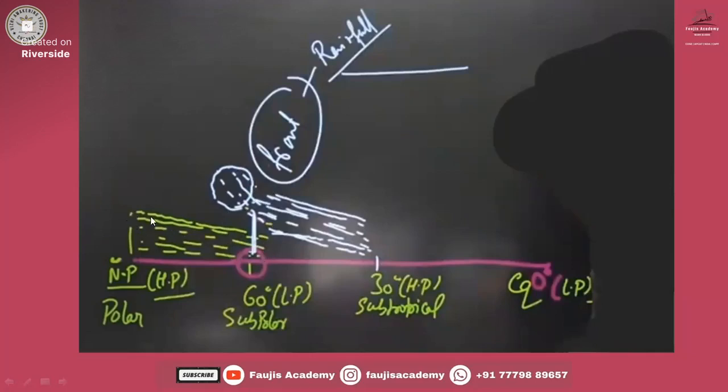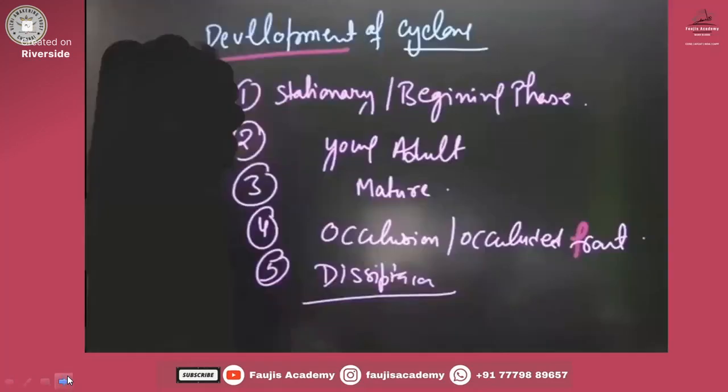What will be happening is, from the pole part, cold air will be coming, and from the subtropical part, high pressure warm air will be going. So this cold air will occupy all these lower places, and when the front formation happens, the air will go upwards, and there is the formation of clouds. In this way, the formation of temperate cyclone takes place.